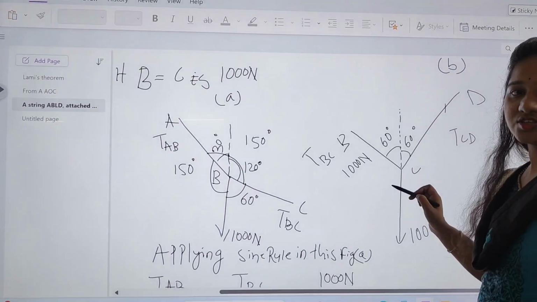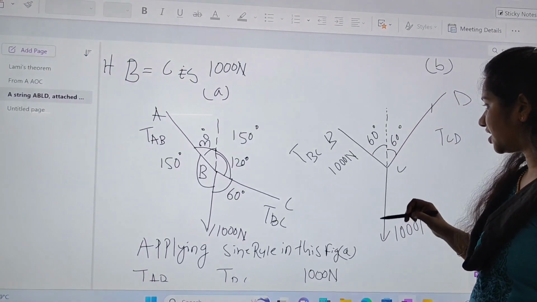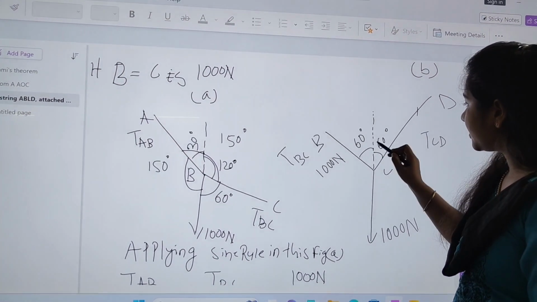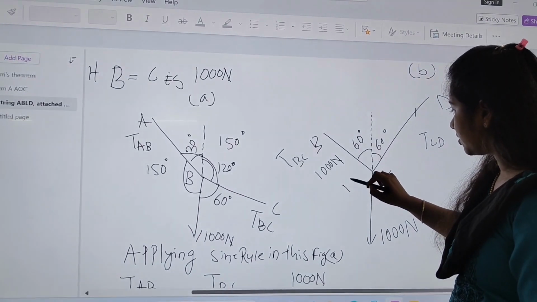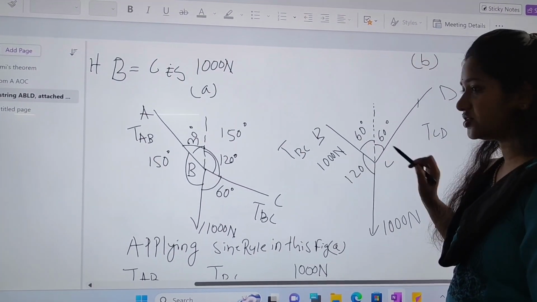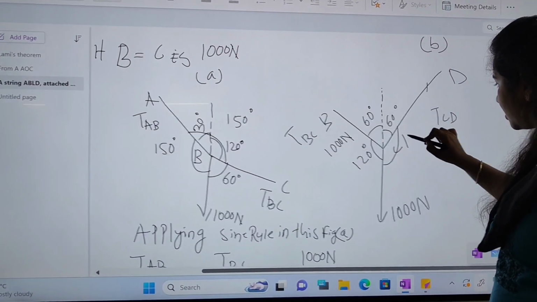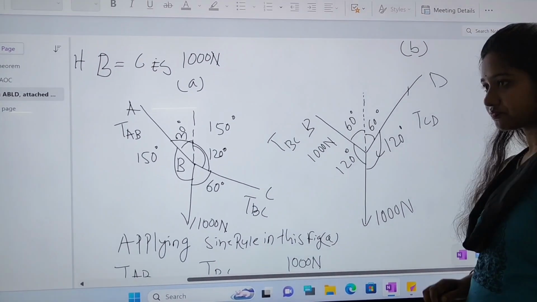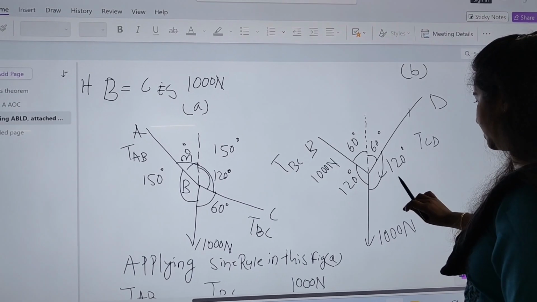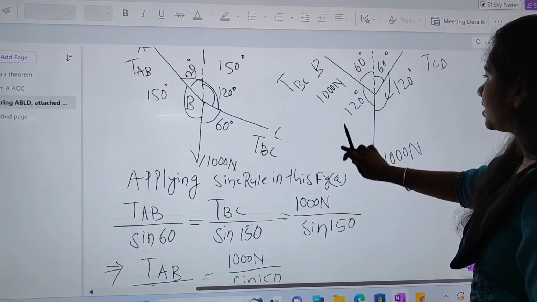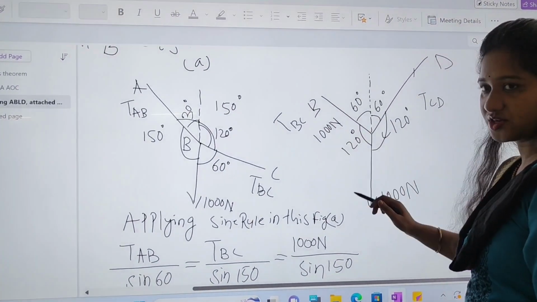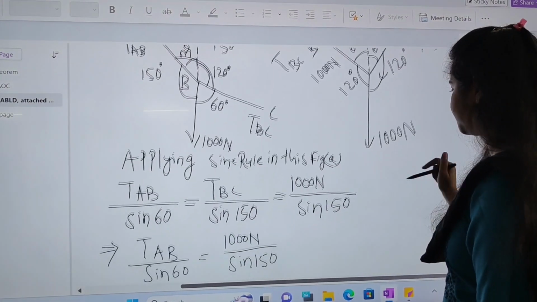A straight line is 180 degrees, as we already know. So 180 degrees minus 60 is 120 degrees. So we find this corner is 120 degrees, and also this side is 120 degrees. Next, solve. We already know this side is 1000 newtons. Another we prove.